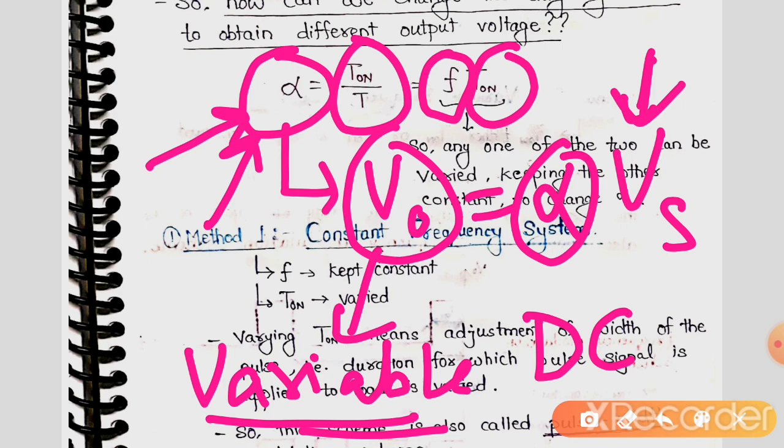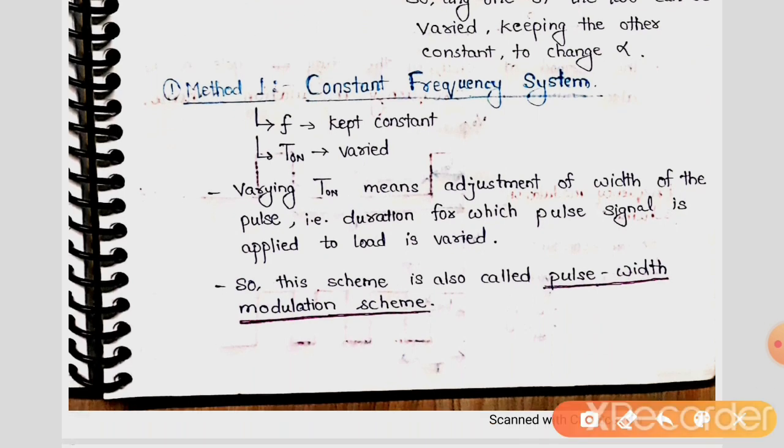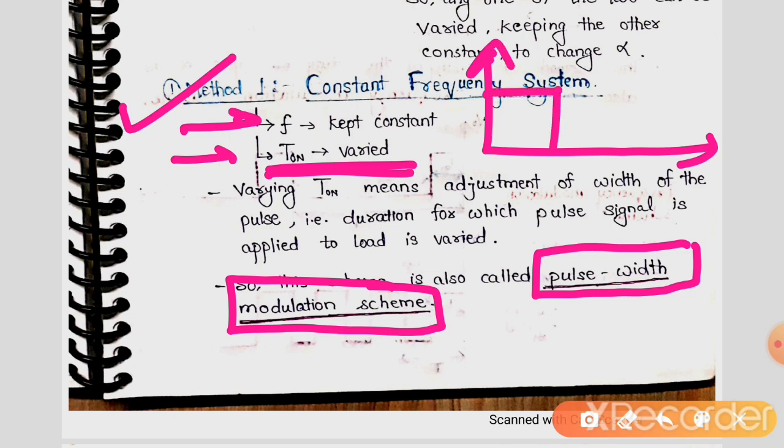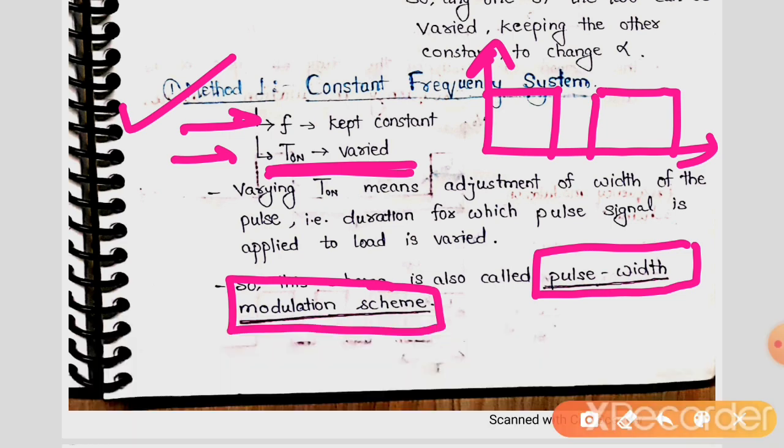So based on the method which is adopted for changing this alpha, we have two methods. First is constant frequency system, where frequency is kept constant, whereas we are changing this T on time period, the turn on time of the switch. So this method is also known as pulse width modulation, because this is the duration for which the switch is kept turned on. So we are changing this duration in order to change the DC level or DC output voltage. We are changing this turn on time of the switch.